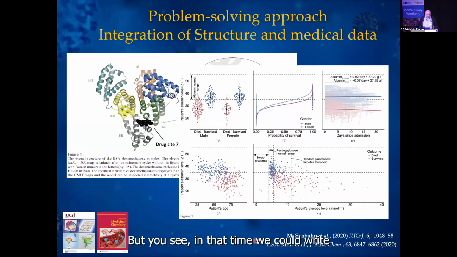But you see, in that time, we could write a paper, we could have paper accepted without any additional studies, but we looked at the internet and looked at the data from Wuhan, the only medical data which we could find. And we found that if you had albumin above 4, you survived. Yes, we submitted the data.